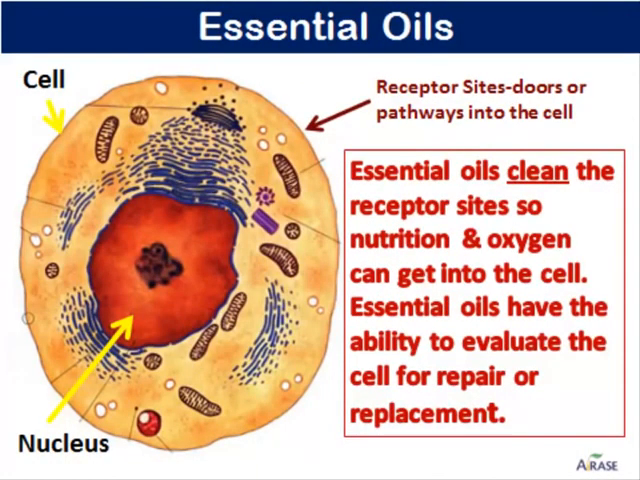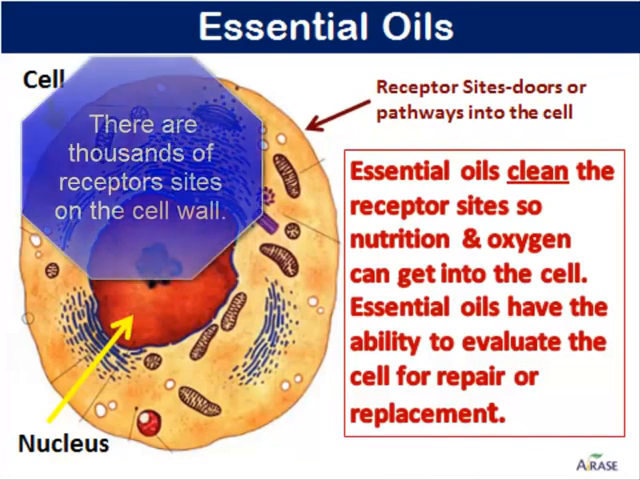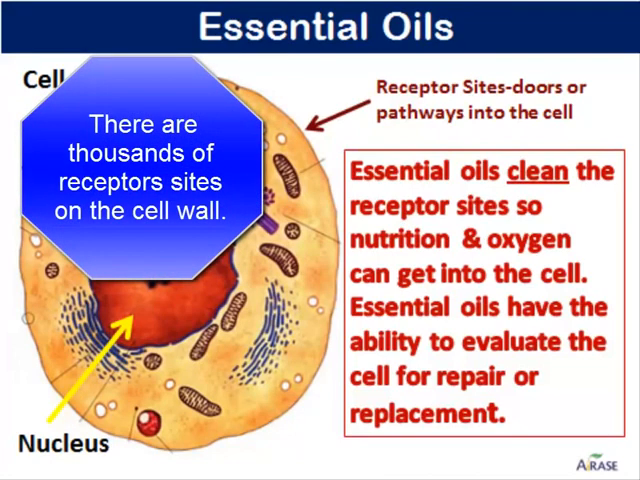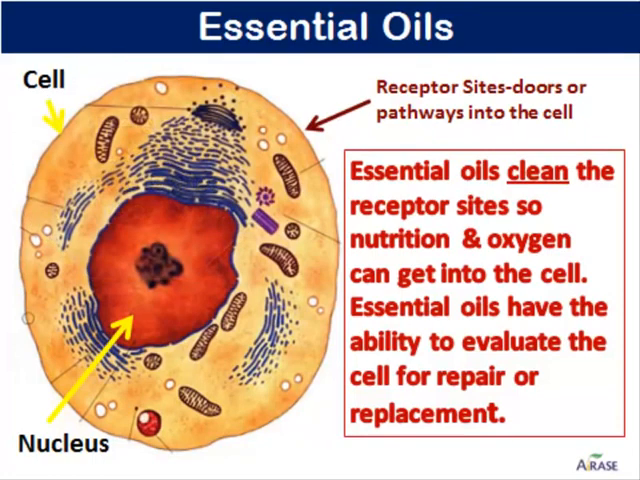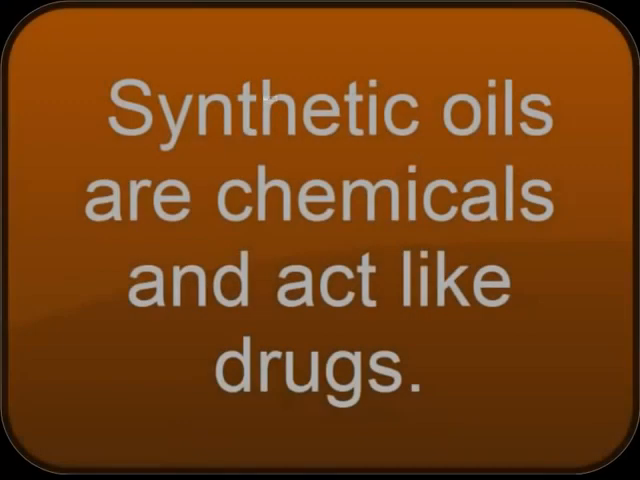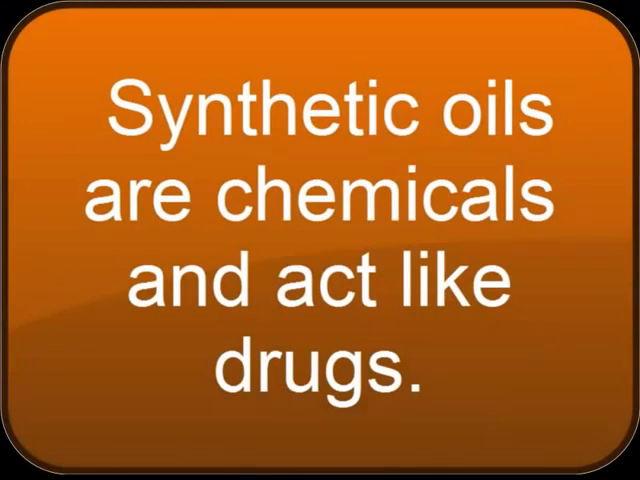To give a specific example of the difference between a drug and an essential oil, look at the cell on the slide. The brown arrow is pointing to a specific area known as a receptor site. This is a door or a pathway into the cell. There are many receptor sites on the cell. Essential oils have the remarkable ability to clean the receptor sites so nutrition and oxygen can get into the cell. Essential oils also have the ability to evaluate the cell for repair or replacement. A synthetic oil is just like a drug. It is a chemical that will block, corrode, and damage the cell.